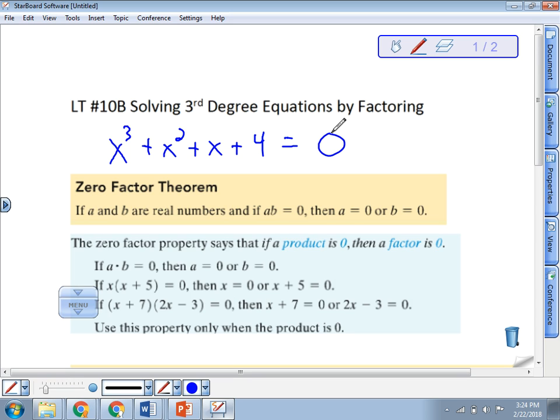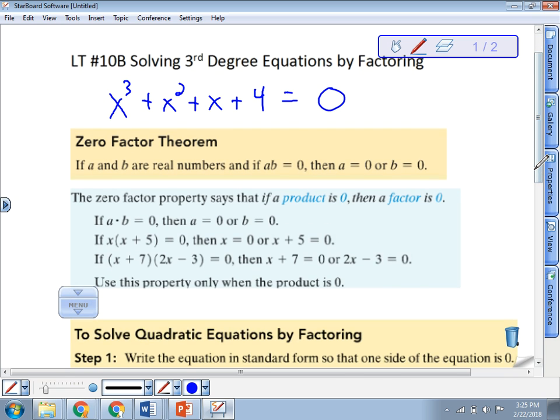Again, third degree or higher. You might have x to the fourth, but instead of a quadratic where it's just x squared, it will be x to the third. Here's our zero factor theorem again. Super important to this lesson. It says if a times b equals 0, then a or b equals 0. But that's true even if you have three values. If a times b times c equals 0, then one of a, b, or c has to be 0. It doesn't matter how many you multiply.